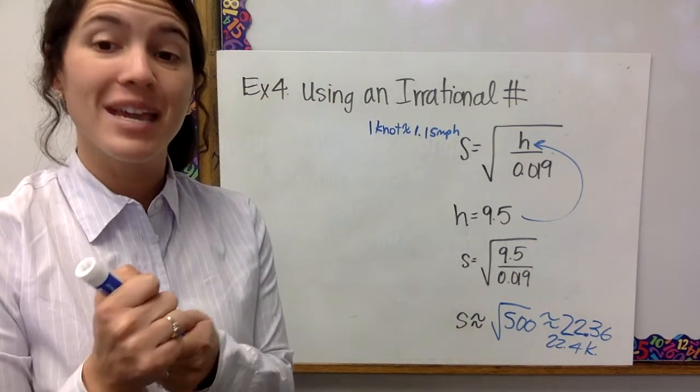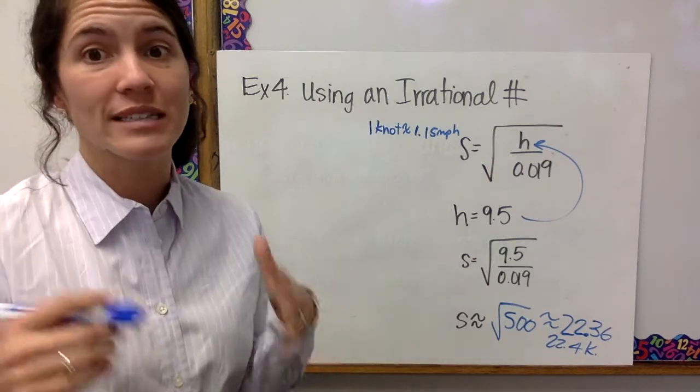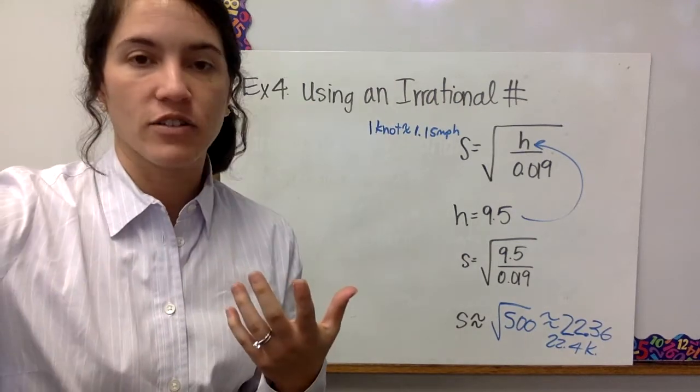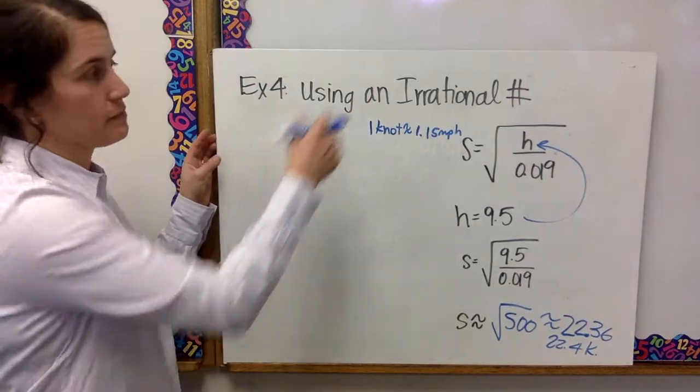22.4 knots. That means 22.4 knots is the wind speed if the waves get that high. So that's how they can tell how fast the wind is blowing, determined by how high the waves are in the ocean.